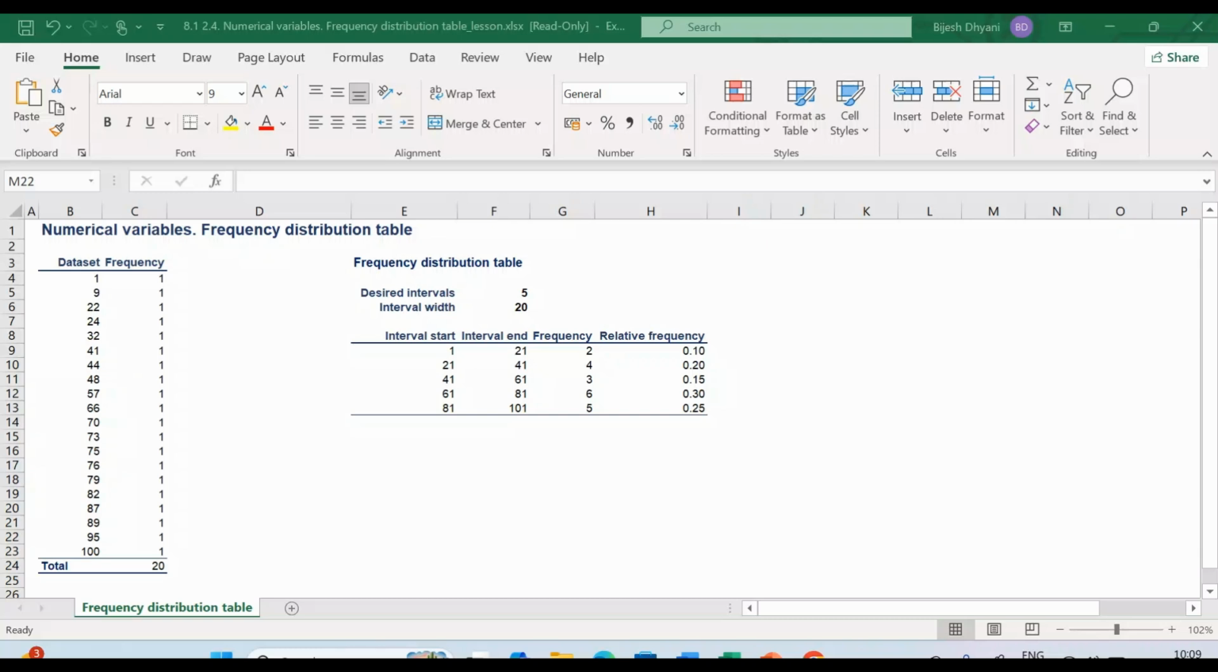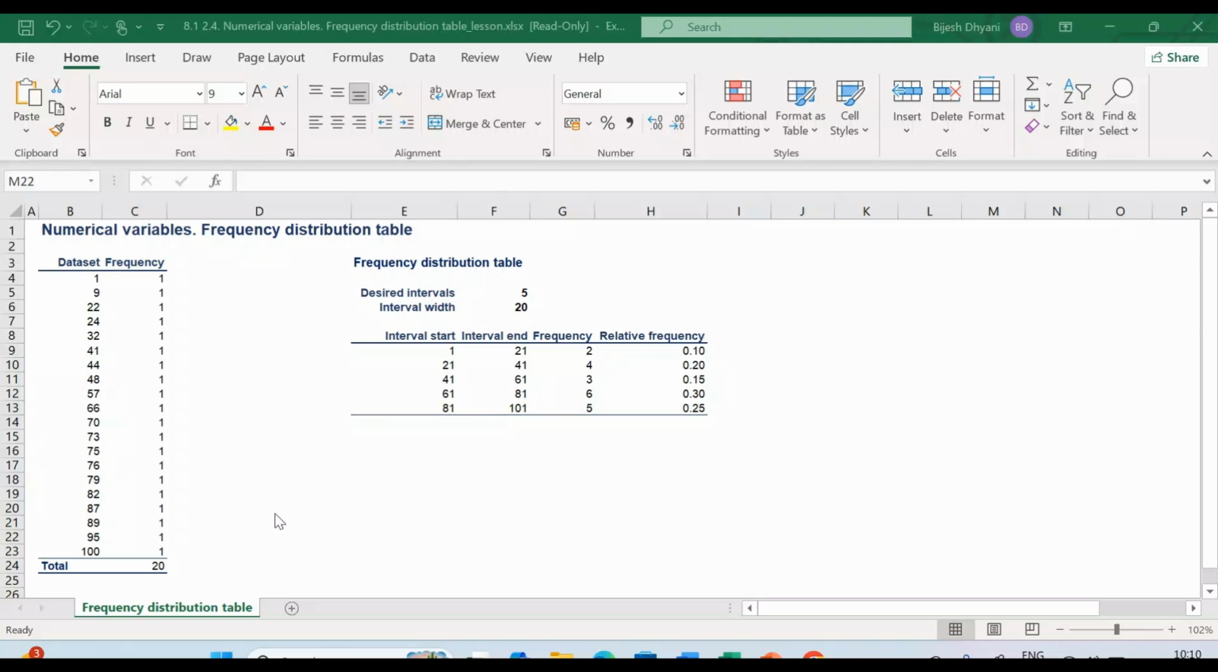Now the question arises: how are we going to calculate the width? A simple formula is used here. You can see that the largest number in our data is 100 and the smallest number is 1. We have decided that we want only 5 intervals. So I subtract the smallest number from the largest, 100 minus 1, and divide by 5. It comes to approximately 19.8.